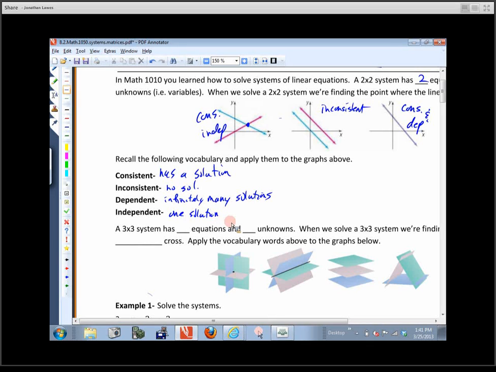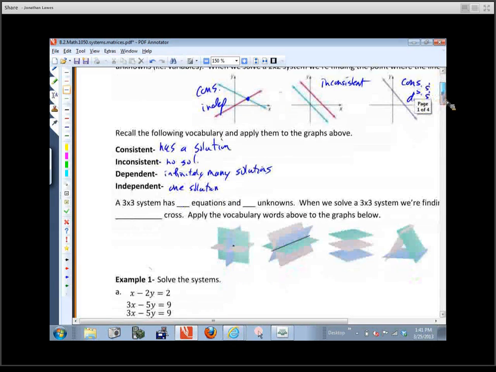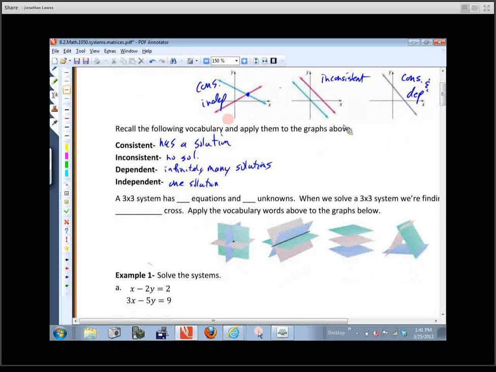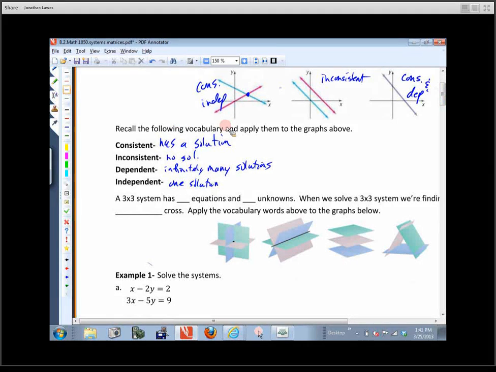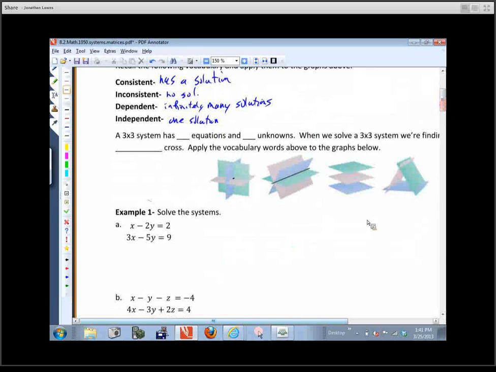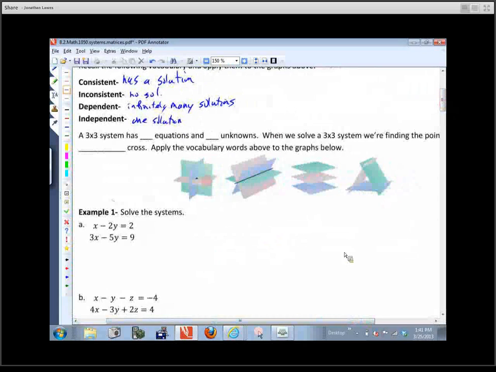Okay. Good there? Any questions? You sure? Okay. So this is what we'd call the Cartesian plane or the rectangular plane. We've got two equations, two unknowns. We can graph that on a two-dimensional plane. Well, when we solve a 3x3 system, you might remember this diagram from 1010. I actually pulled this from the 1010 book.